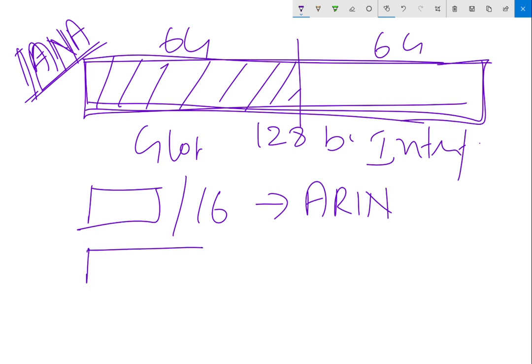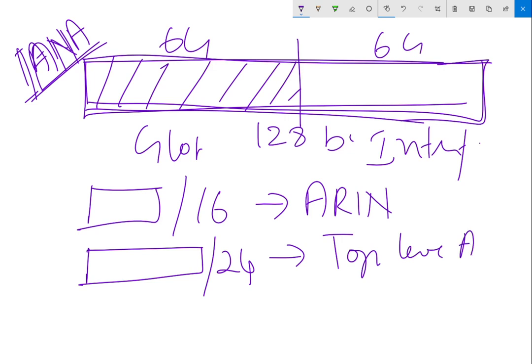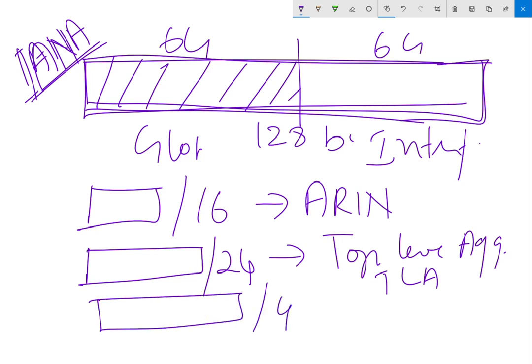Okay, fine. Then the next one, that is /24, not /32. Generally students get confused with that. This one we call a top level aggregation, TLA. The second one is /24. Then the third is /48. This /48 we call a next level aggregation, NLA.